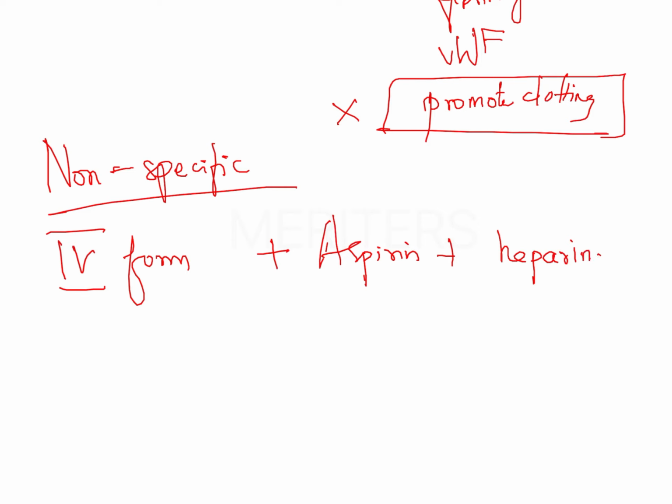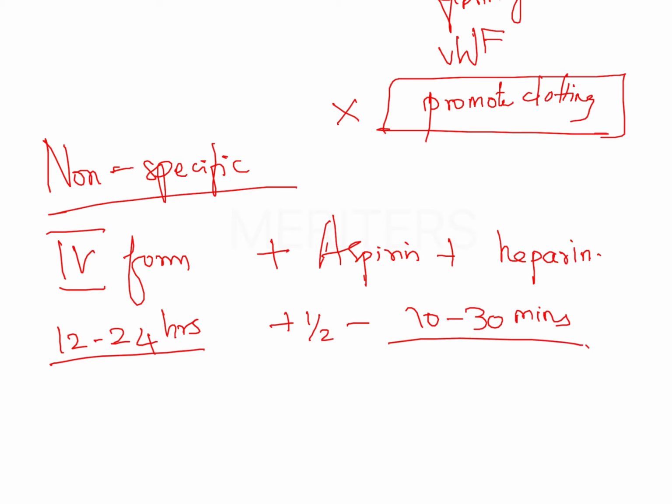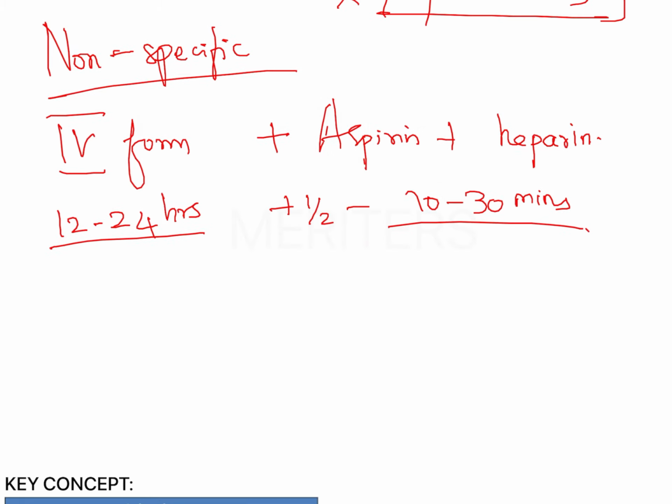After an intravenous bolus, your action remains for around 12 to 24 hours, that is, for 1 day. Your half-life is going to be 10 to 30 minutes. Then after continuous infusion, the effect stops rapidly in around 6 hours, and the drug remains in the blood for 15 days.